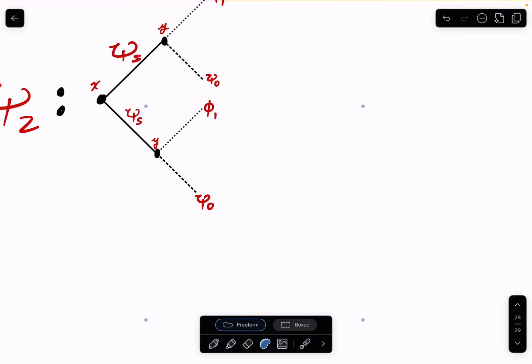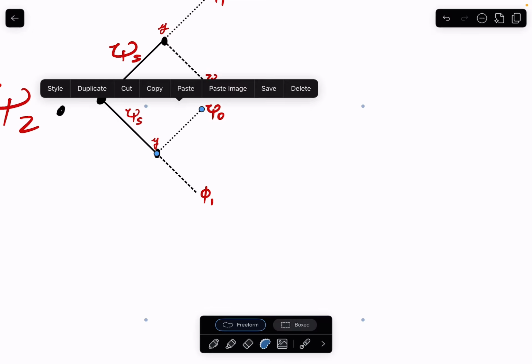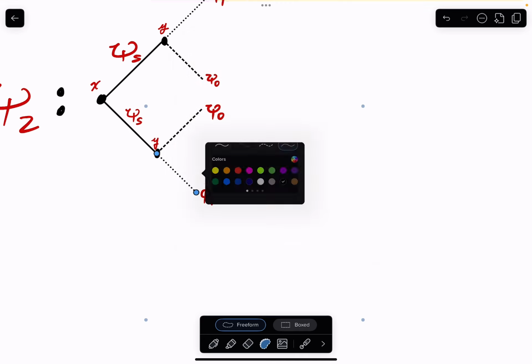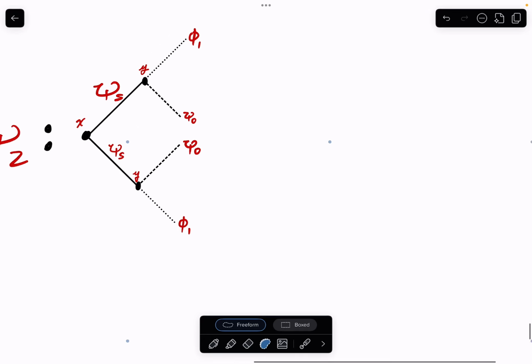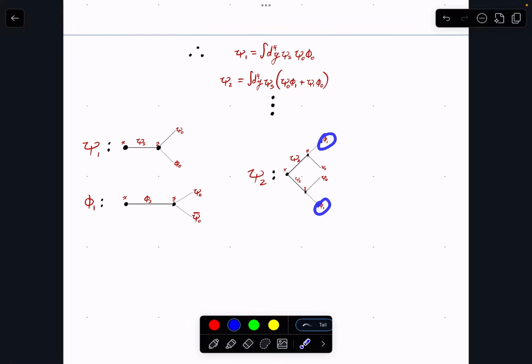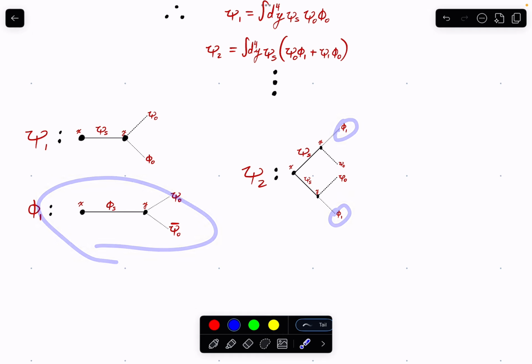Except I'm going to change something just to make it easier for our next rewrite. I'm going to change these. So we have this. But now we know what these interaction terms are because of this.